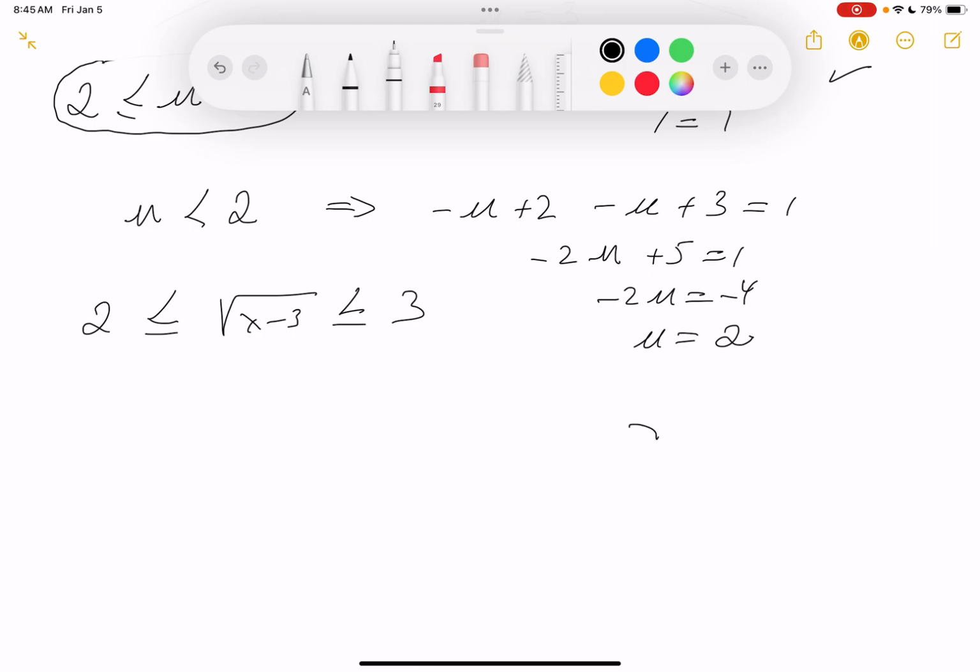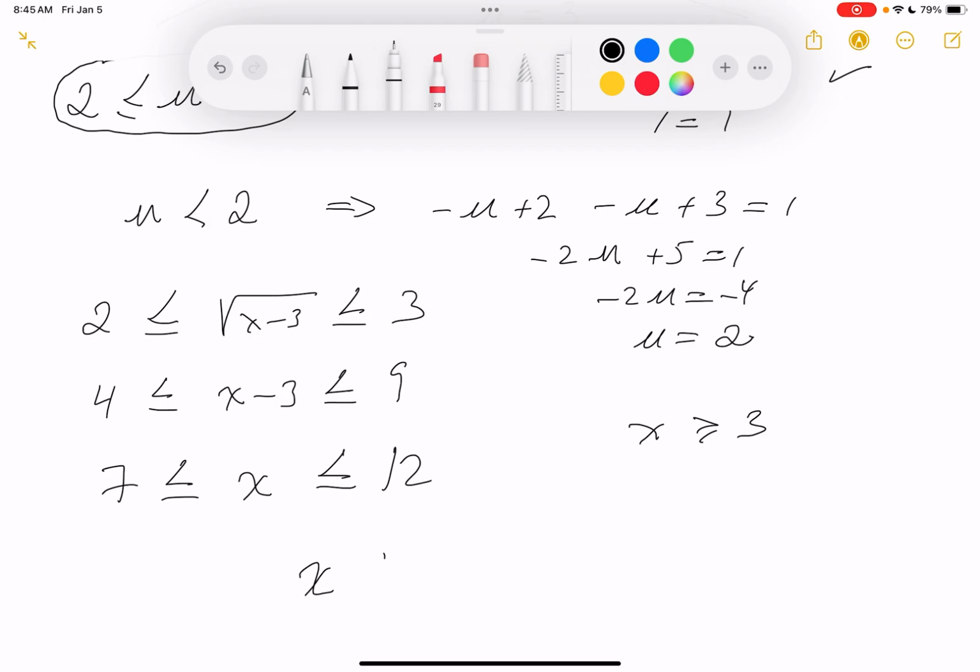I'll tell you the number one reason why. Looking at it, I know x has to be greater than or equal to 3, and so everything's positive. Just square all the sides. You get 4, x minus 3, 9. I'm going to add 3 to all sides. I get 7, x, and then 12. So x can be any real number between 7 and 12.